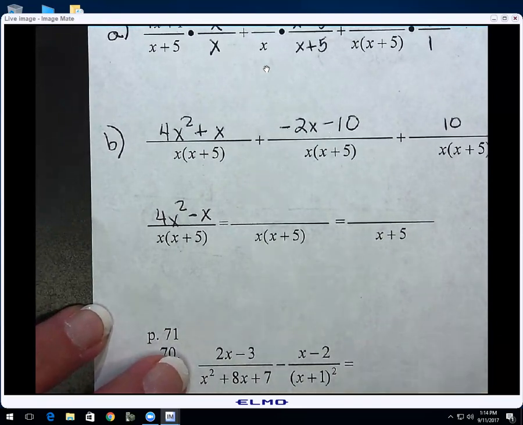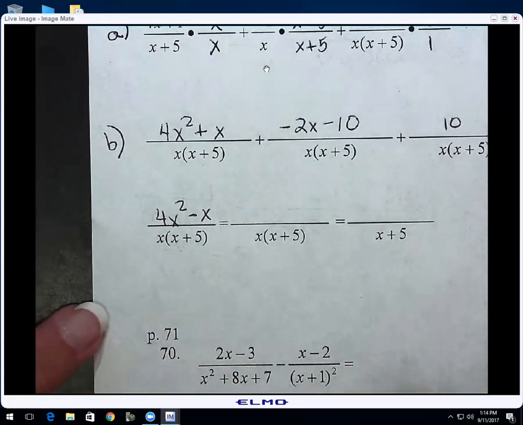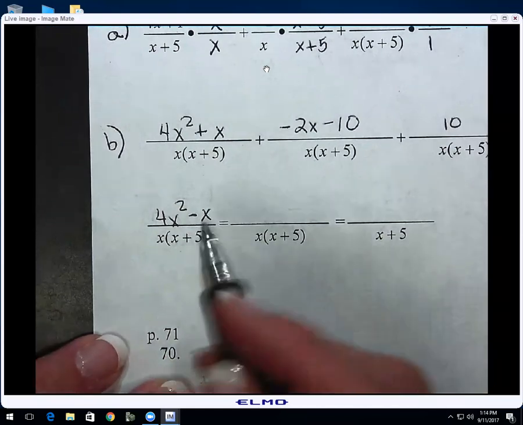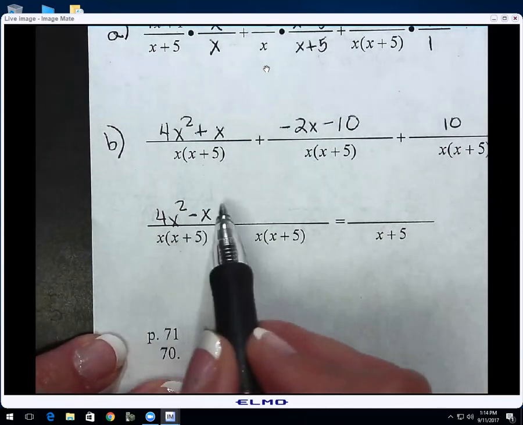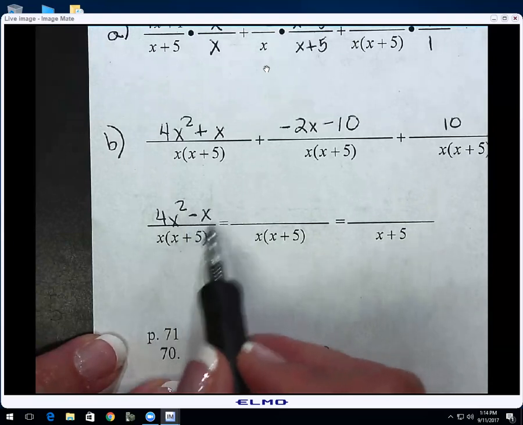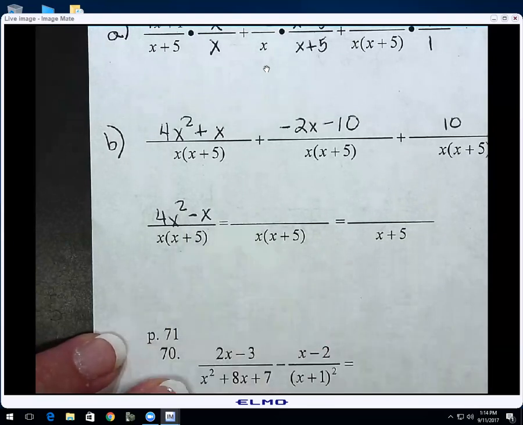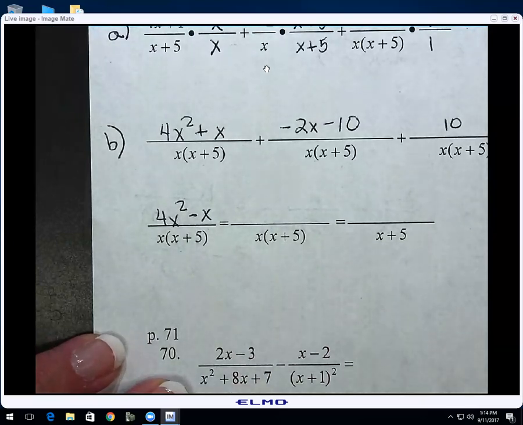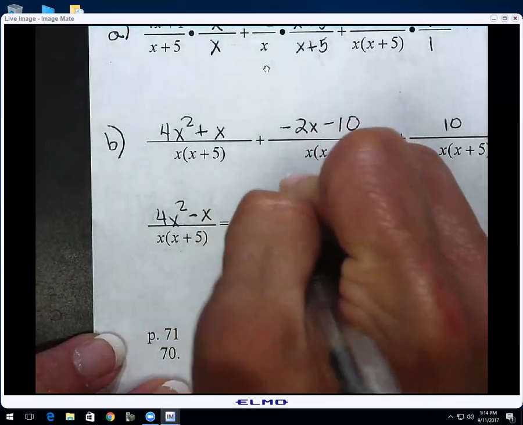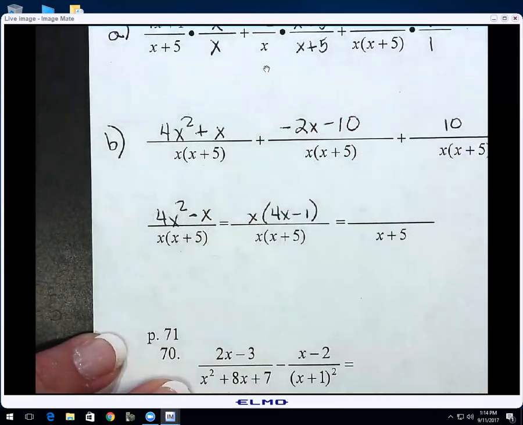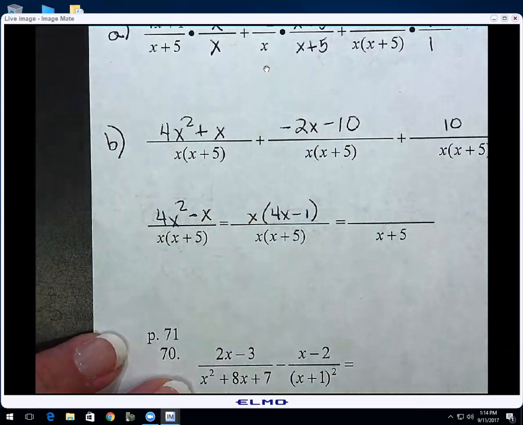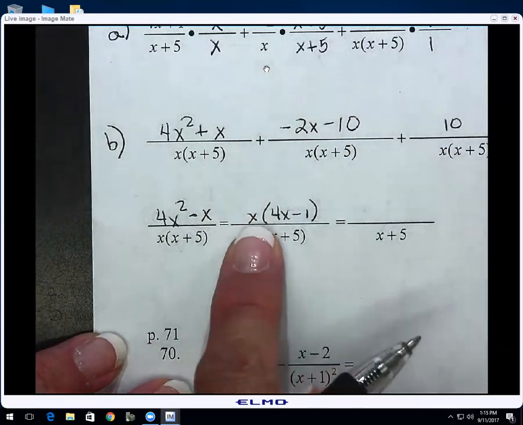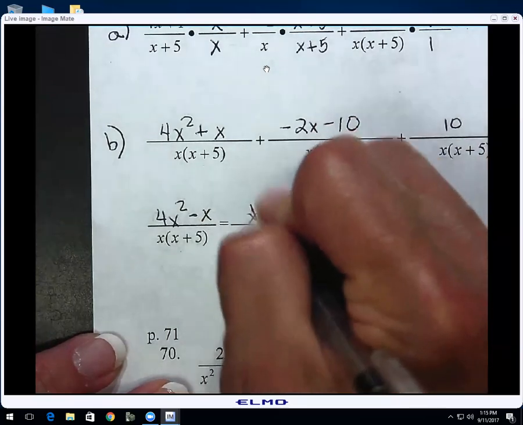And then our last step is check to see if it will reduce. I'd hate for you to get this far and just cancel those x's, because this x is a term. What do I have to do rather than canceling those x's? I think I heard it whispered. Factor out an x. That leaves you a 4x minus 1. And now that x is a factor instead of a term, it's legal to cancel it.